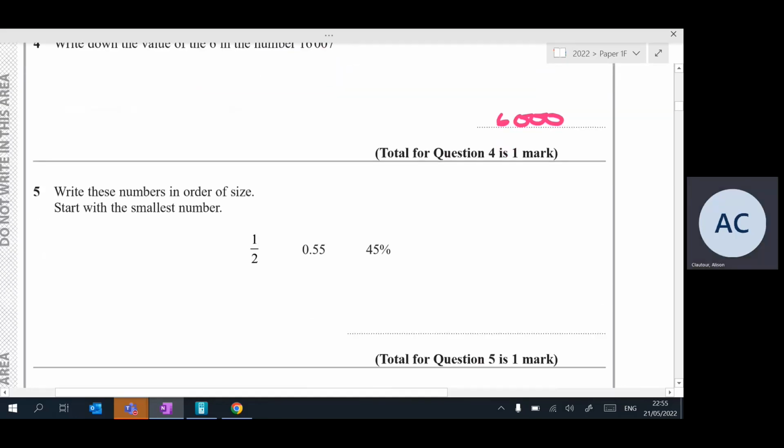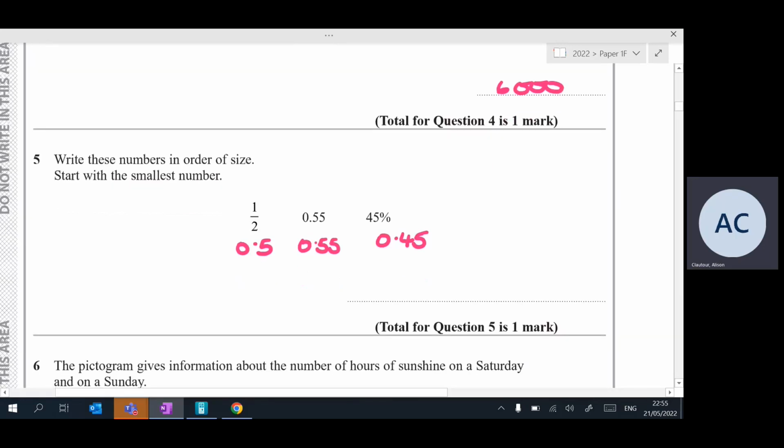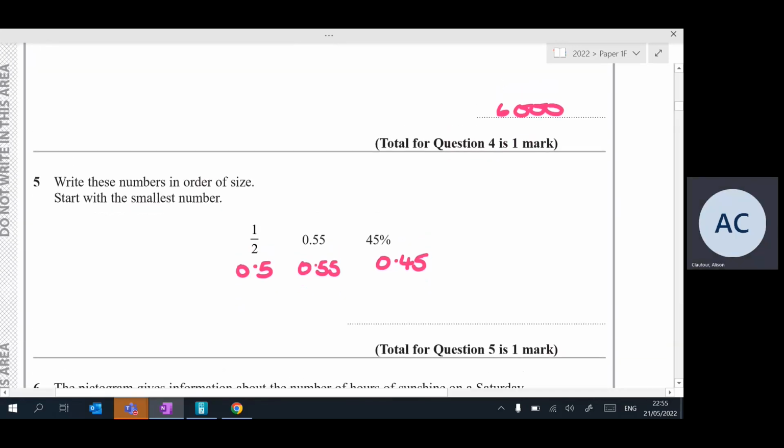The size of these numbers. So the easiest thing is probably to put them all in decimals. So a half is 0.5. This one's already a decimal. And as a percentage, remember 45% means 45 out of 100. So we need to move the decimal point 2 places. Okay, so my smallest one is 0.45.